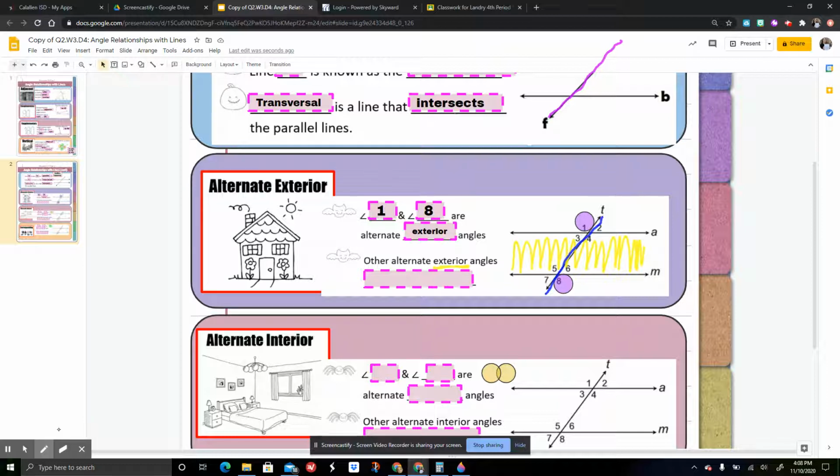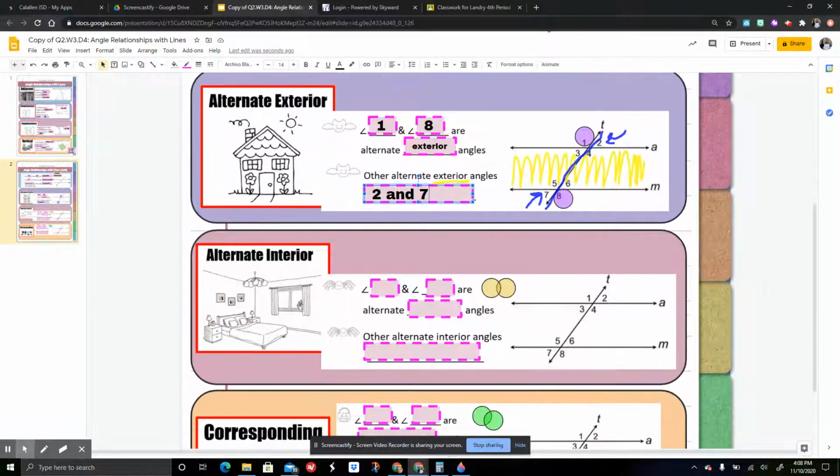So angle 1 and angle 8 together make a pair of alternate exterior angles. The other alternate exterior pair would be 2 and 7. So I'm going to go here and do angle 2 and angle 7. I'm not sure if they had the symbol for angle in here, so we're just going to go angle 2 and 7.